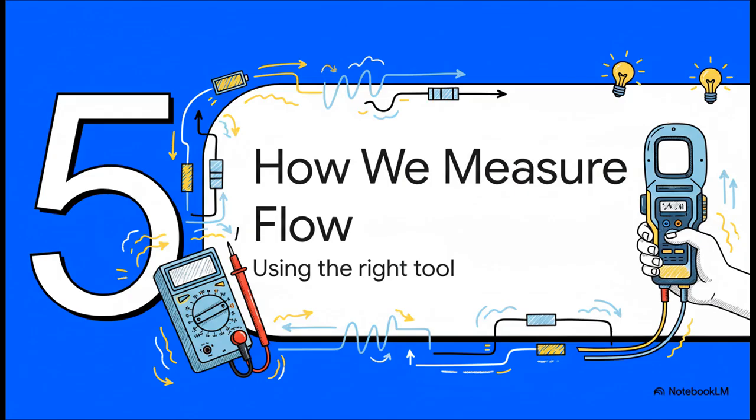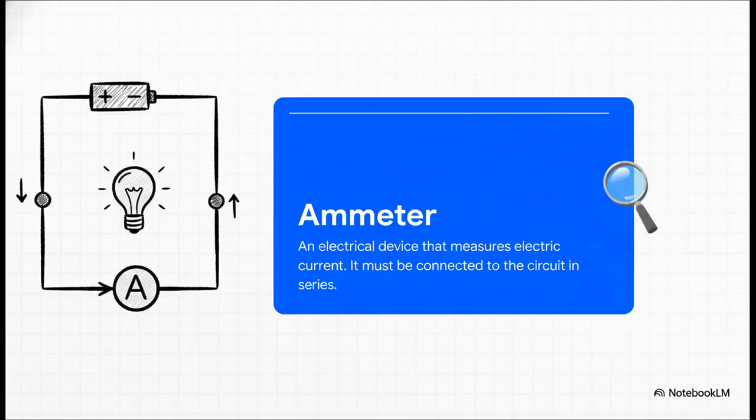With that in mind, how do electricians and engineers actually measure this stuff safely and accurately? Well, they use a special tool, and maybe even more importantly, they use a very specific technique. The tool is called an ammeter. It's built for one job, measuring amperes. But there is one absolutely critical rule you have to follow when you use one. To get a good reading, that ammeter has to be connected in series with the circuit.